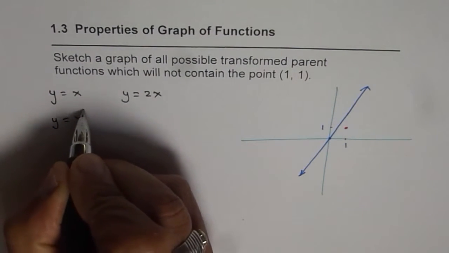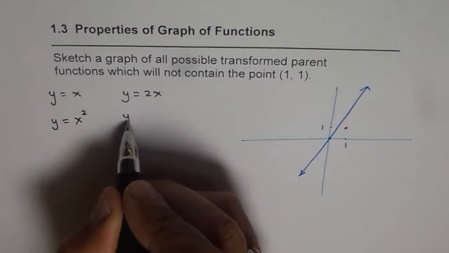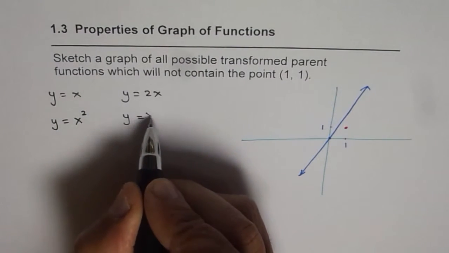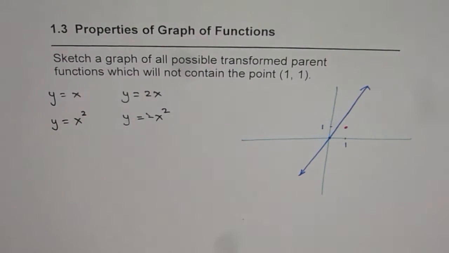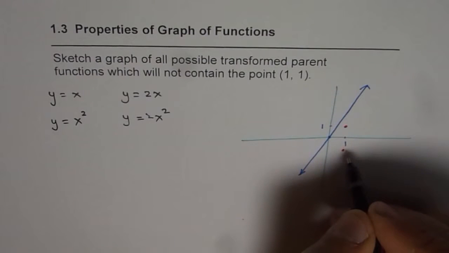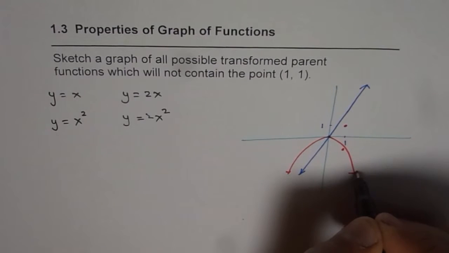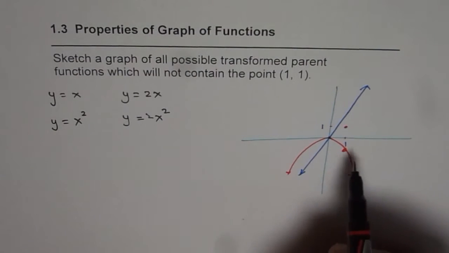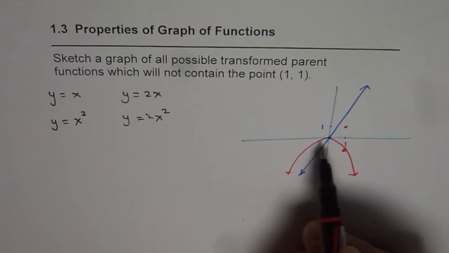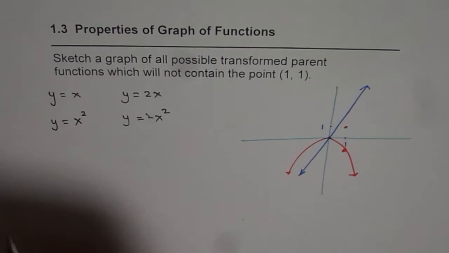Now let us say y equals x squared. So what we can do is consider a function like y equals minus x squared, right? In that case also we'll avoid the point 1, 1, correct? So we can have the graph, it will go to minus 1, right? Kind of like this, right? Going through 1, minus 1, right? So that is how you can transform your functions and ensure that the point 1, 1 is not on them.